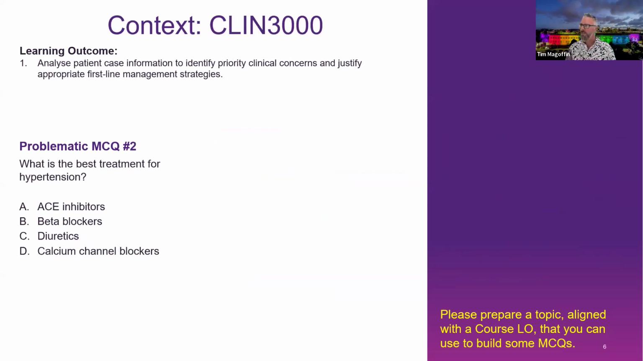We've got a clinical course, CLIN 3000, learning outcome: analyze patient case information to identify priority clinical concerns and justify appropriate first-line management strategies. We've got another problematic MCQ. What is the best treatment for hypertension? A, ACE inhibitors, B, beta blockers, C, diuretics, and D, calcium channel blockers. Total missed opportunity there for the A, B, C, D. I should have put calcium as C and diuretics as D, but that's a whole other story.